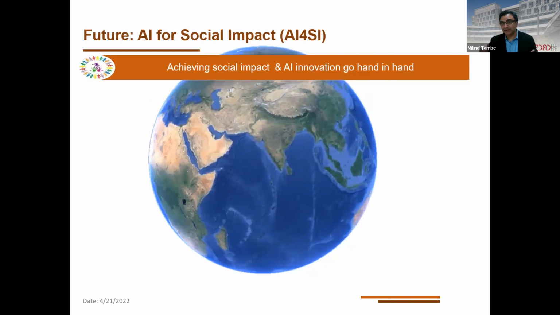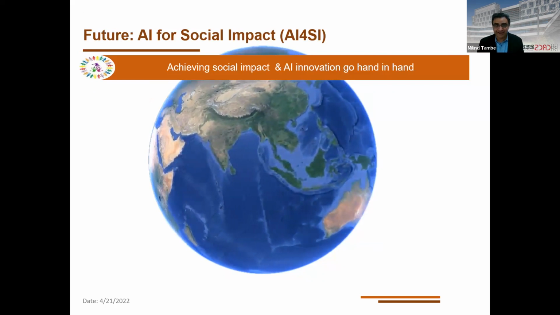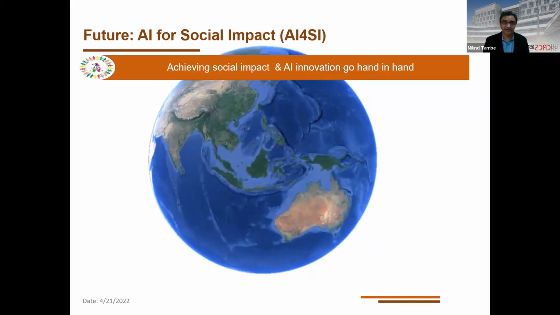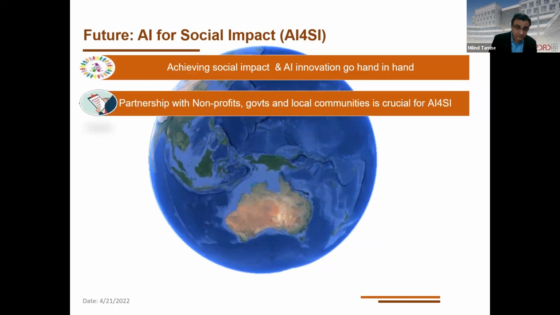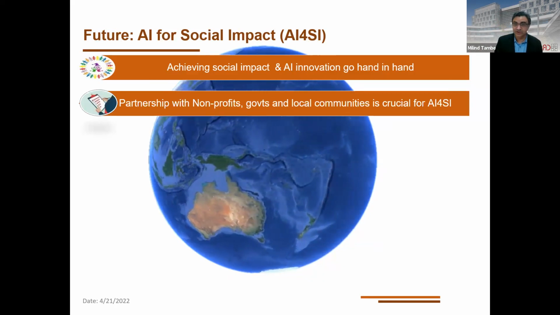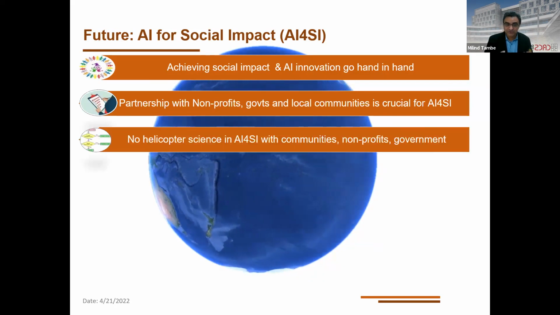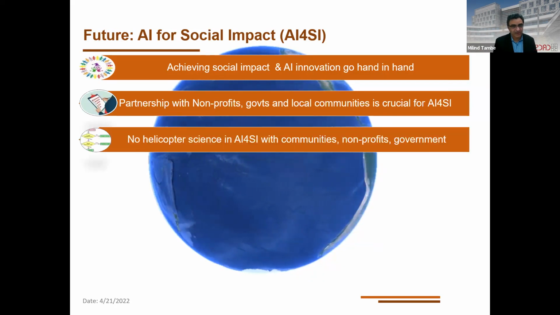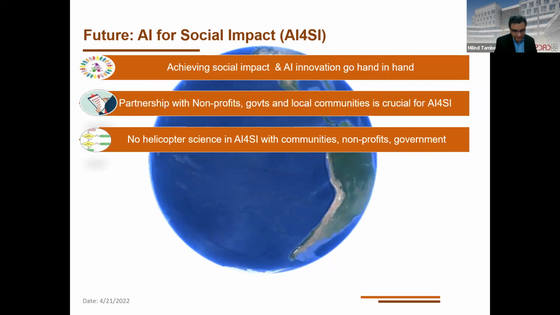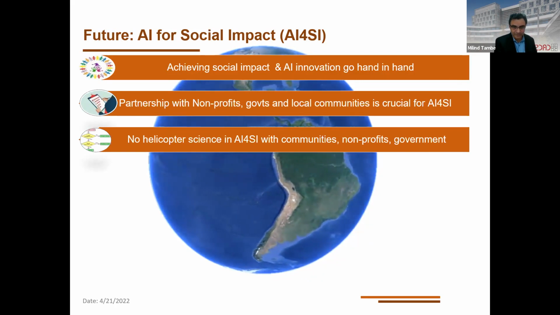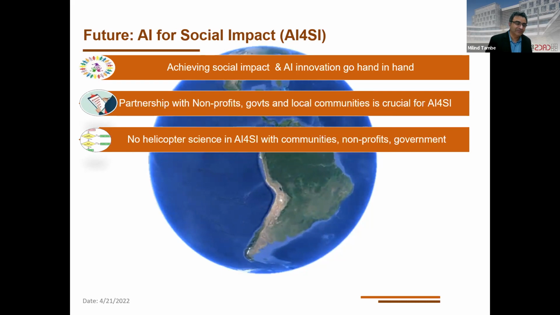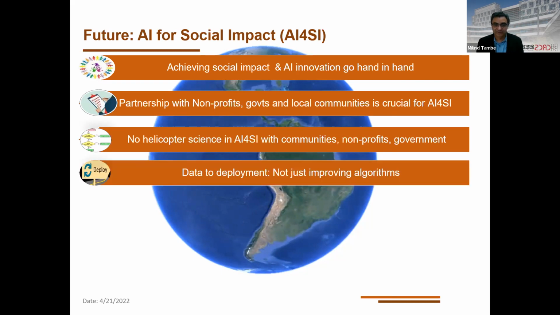Achieving social impact and AI innovation go hand in hand when we talk about AI for social impact. Partnerships with nonprofits, governments, and local communities are crucial for AI for social impact. We shouldn't be doing helicopter science when we do AI for social impact with communities, going there, getting their data, publishing a paper, and running away. We really need to be embedded to really deliver results. And this is a promise we make to any nonprofit that we get involved with.